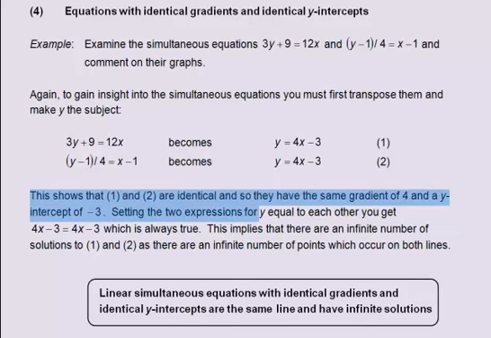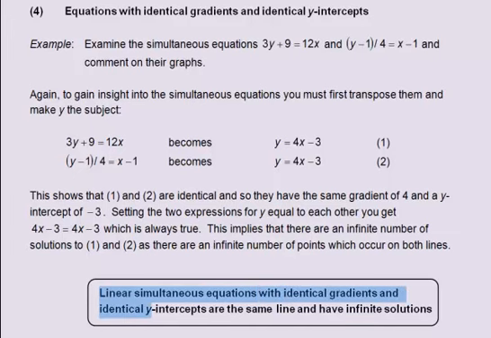Setting the two expressions for y equal to each other, you get 4x minus 3 equals 4x minus 3, which is always true. This implies that there are an infinite number of solutions to 1 and 2, as there are an infinite number of points which occur on both lines. Linear simultaneous equations with identical gradients and identical y-intercepts are the same line and have infinite solutions.